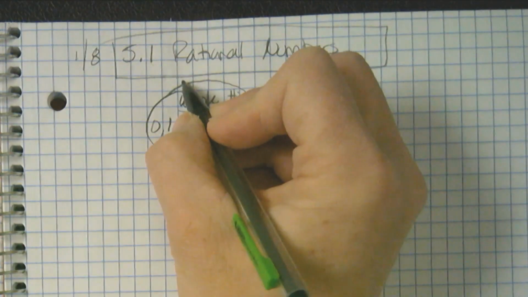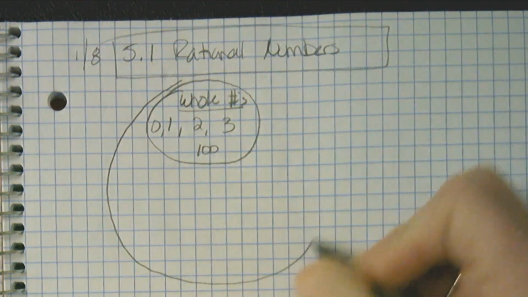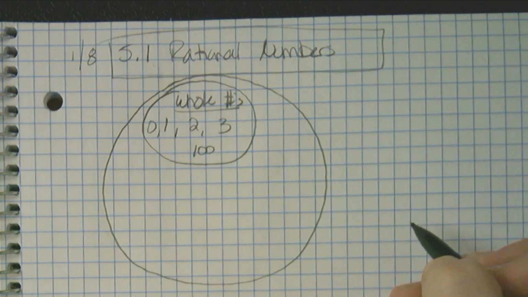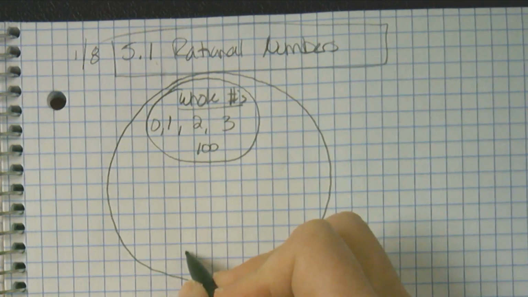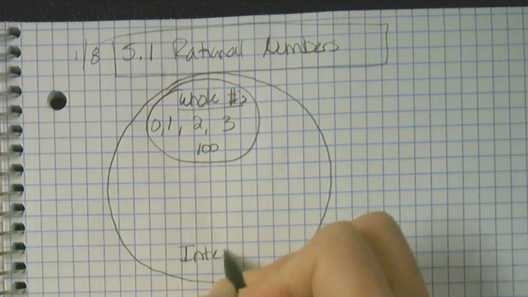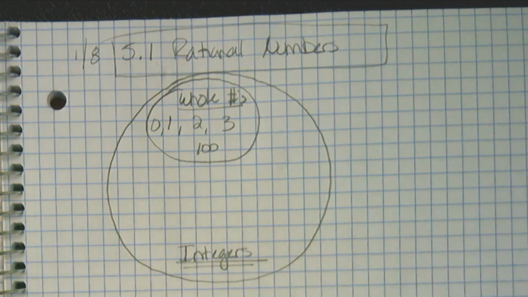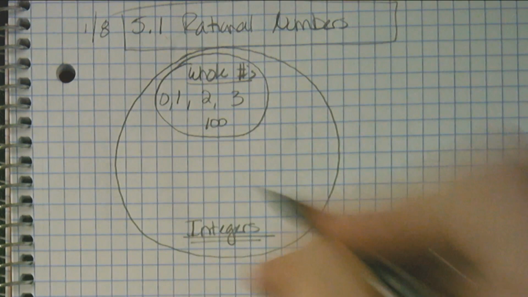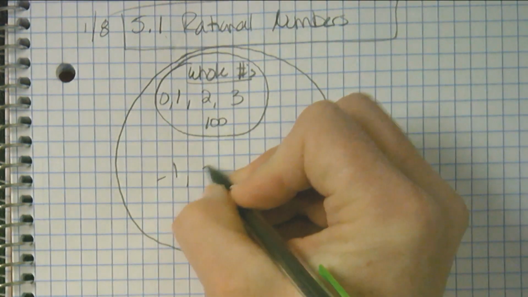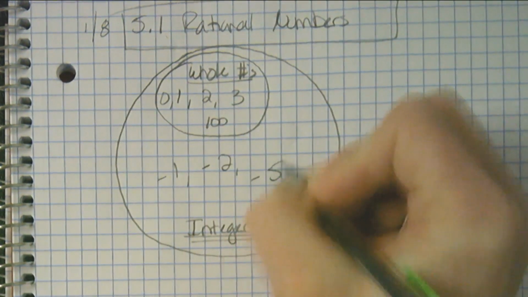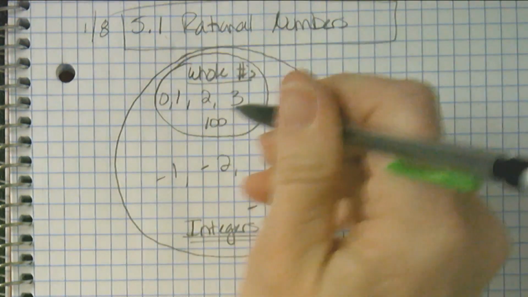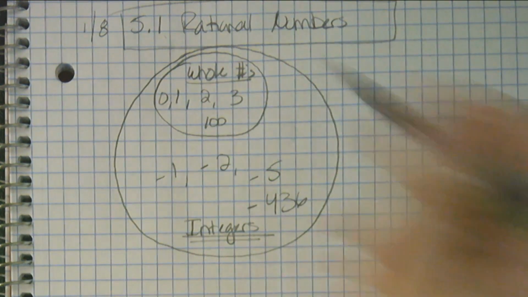Now I'm going to draw a bigger circle around this. Have we done this before? Okay. These are called integers. Integers are all of your whole numbers, your positive numbers, but they're also all of the negative numbers. So that's -1, -2, -5, -436. So it's all your positive whole numbers and all your negatives.